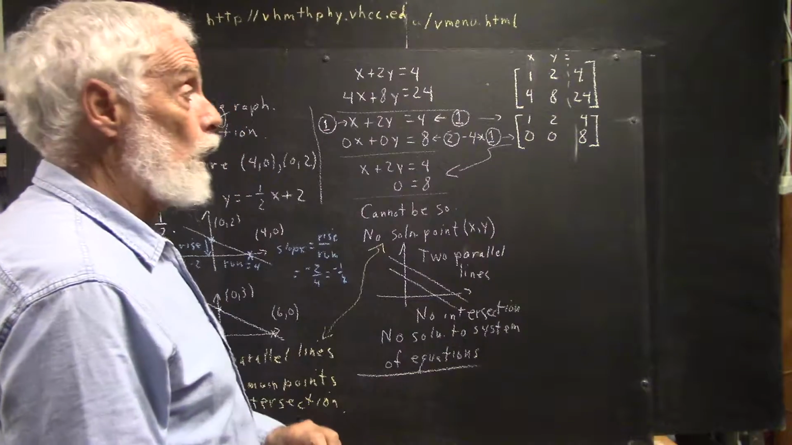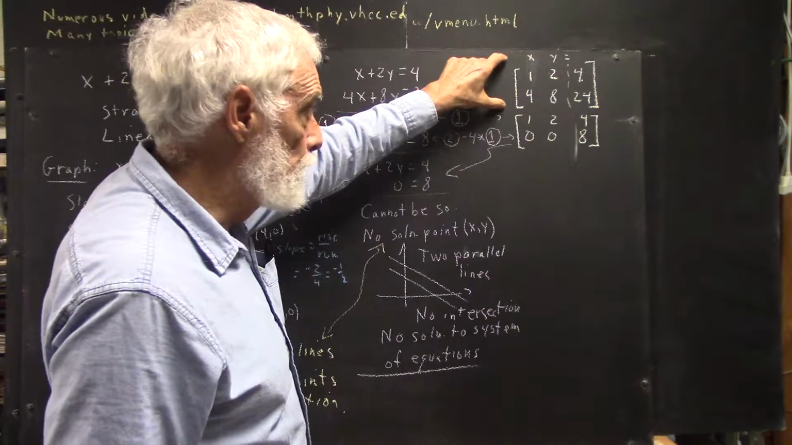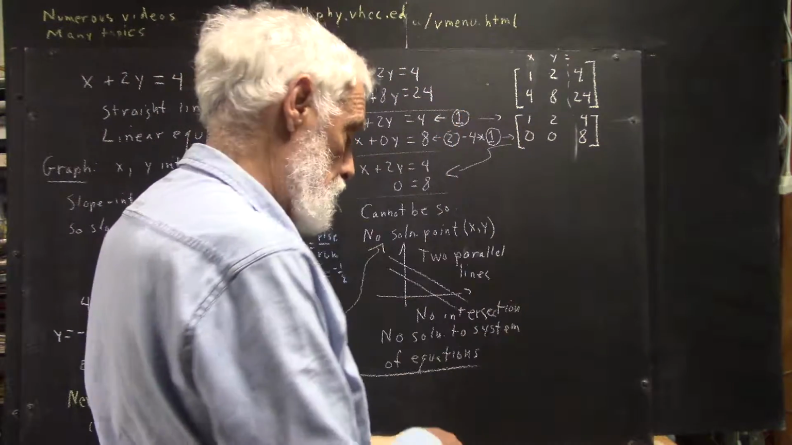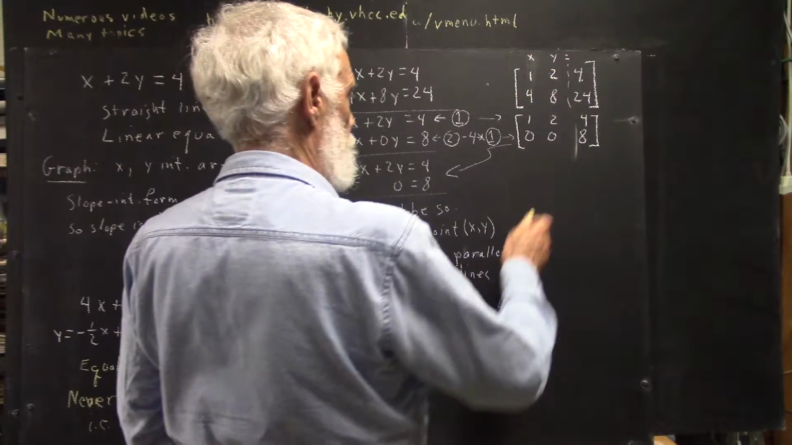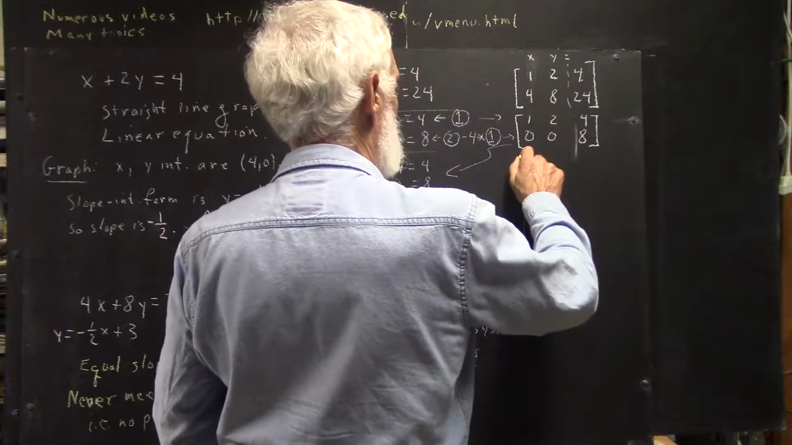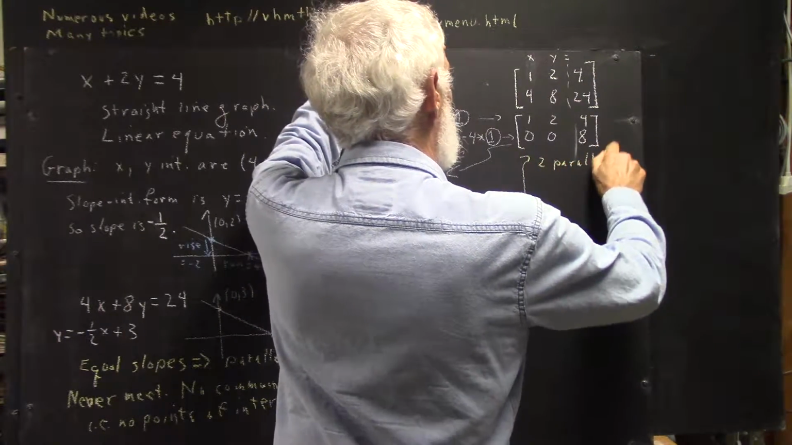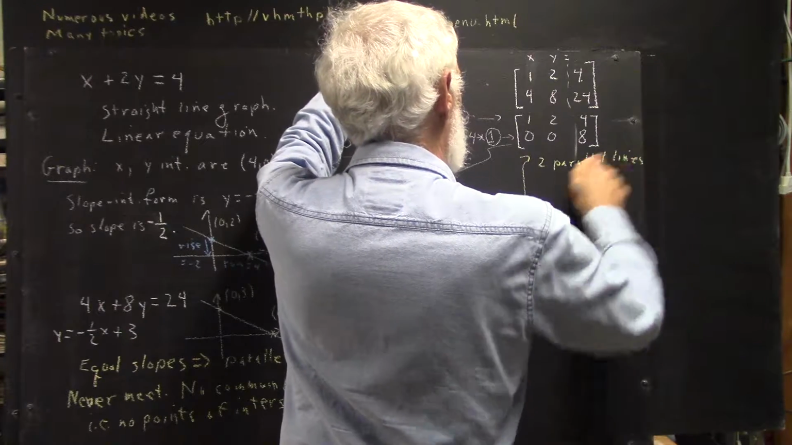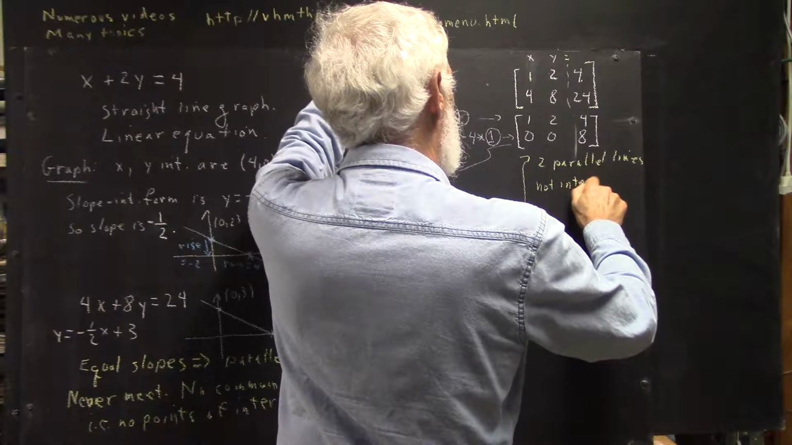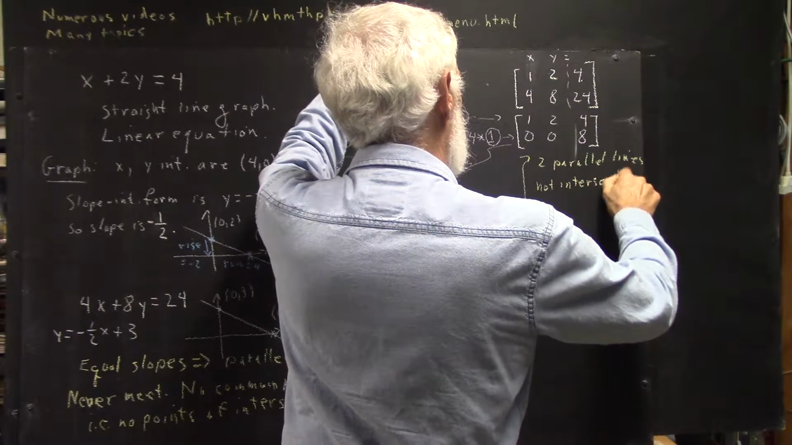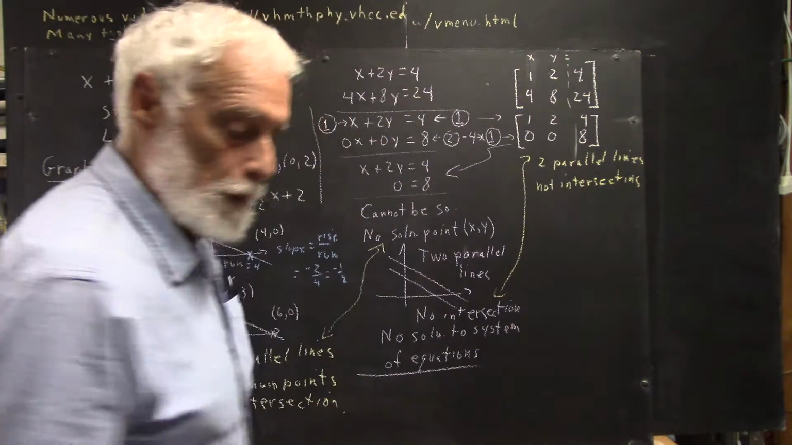So if you do an augmented matrix for a 2x2 system, or a system of 2 equations and 2 unknowns, and get this, what do you know? You know that this corresponds to 2 parallel lines, the same thing we got here. 2 parallel lines, if you graph it, and no, they're not intersecting. No intersection. Okay.